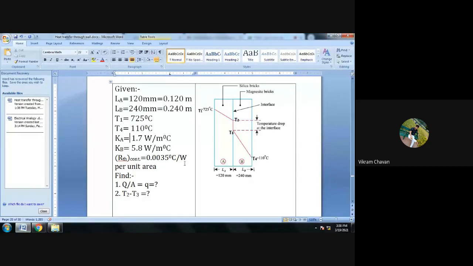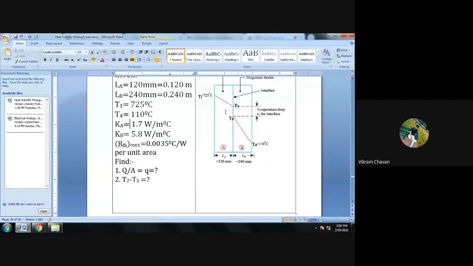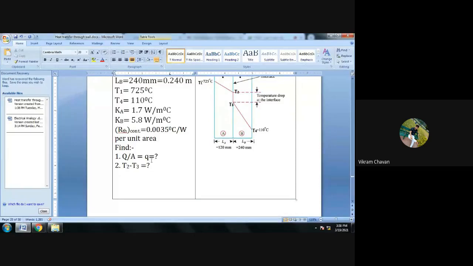And then second, the temperature drop at the interface. That is nothing but T2 minus T3. This is the temperature drop at the interface that we have to find out. So these two are the unknown quantities.